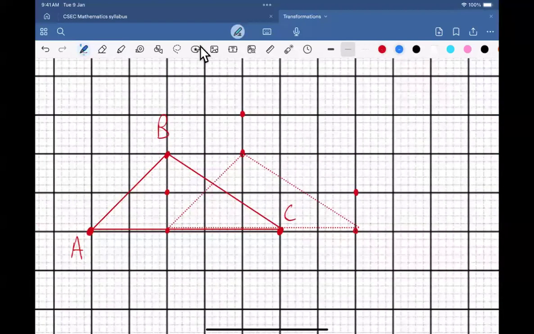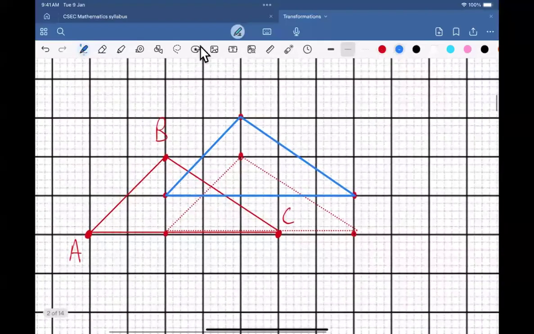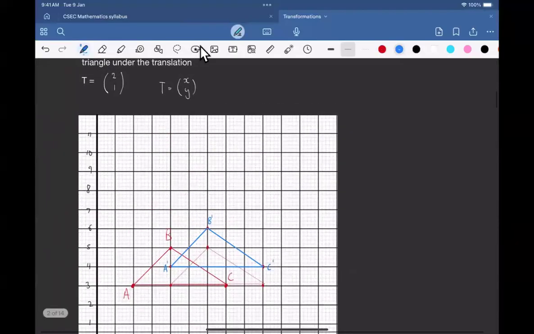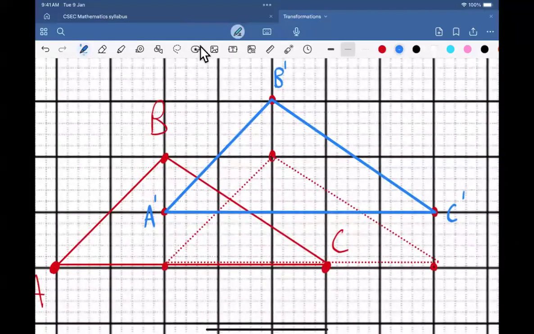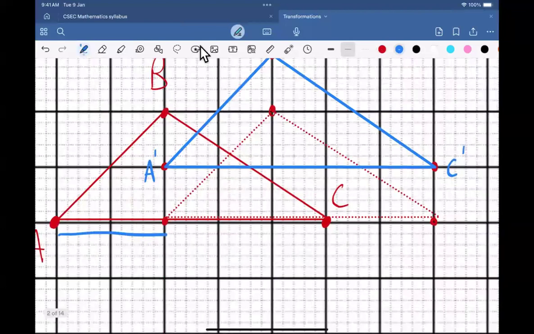So you see this new shape now? I call that my image. So the image is the new shape you get after you do something to your object. Do you understand that? Yes. So we're going to call that A prime, this B prime, and this C prime. And that's translation 2, 1. So what I would have done is taken my shape, shifted 2 spaces to the right, and then moved it up 1.